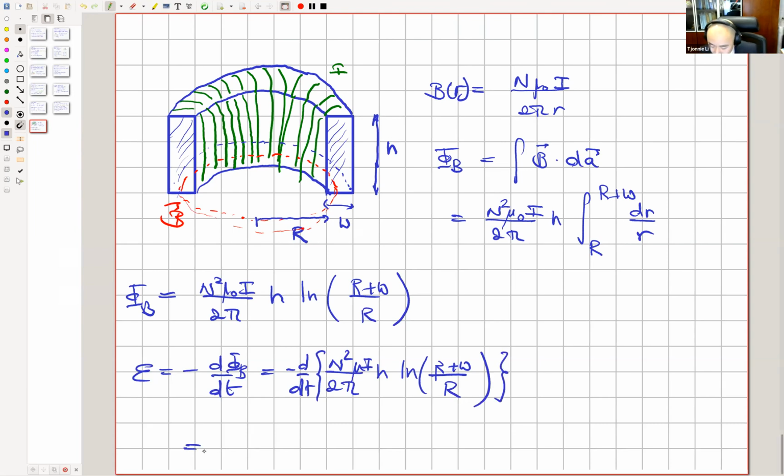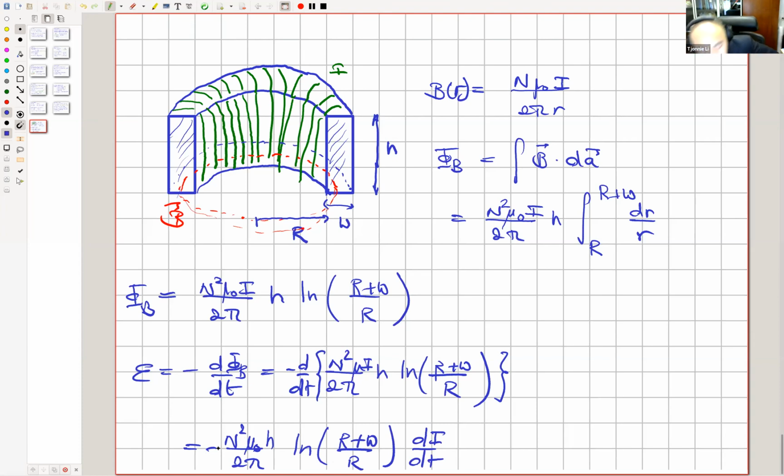In this case, the only thing that is time dependent is I, right? What we're going to do is ramp up I from 0 all the way to some I. So that's the only time dependent quantity here. So we've got N squared mu naught H over 2 pi, the logarithm of R plus W over big R, and then dI dt. Okay, I can put a minus sign here.